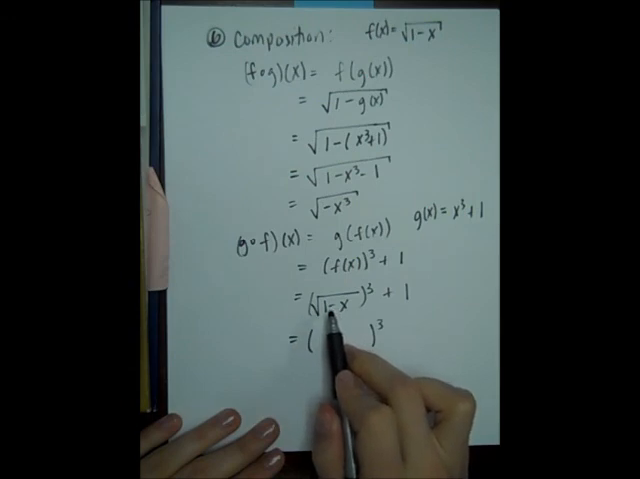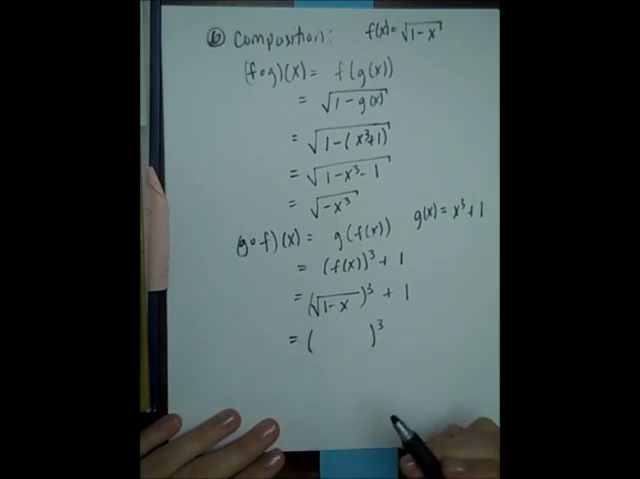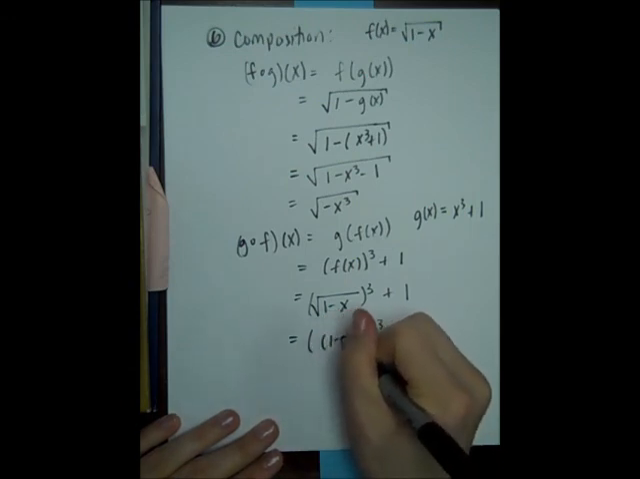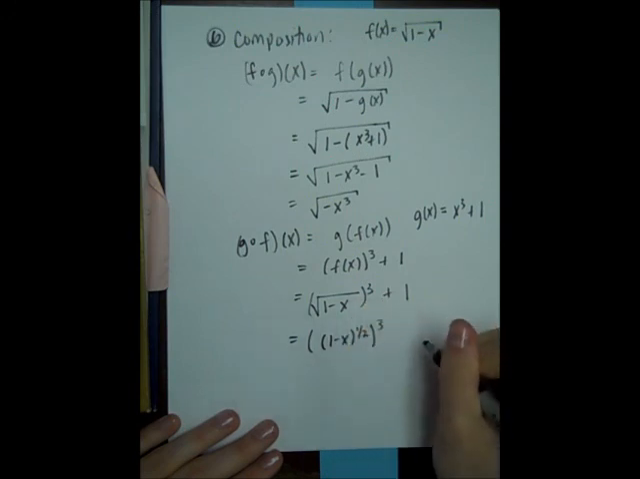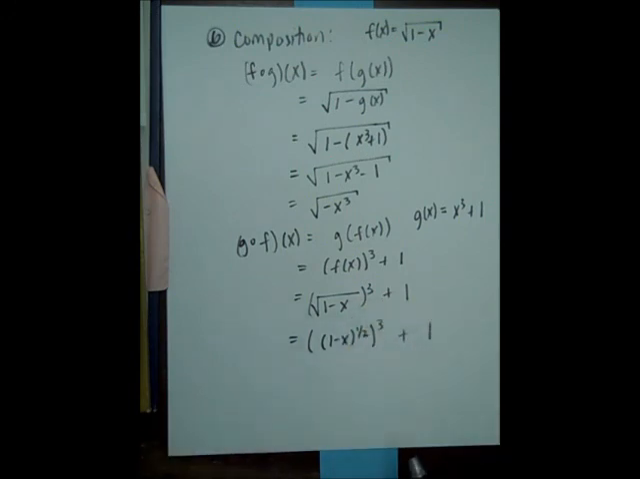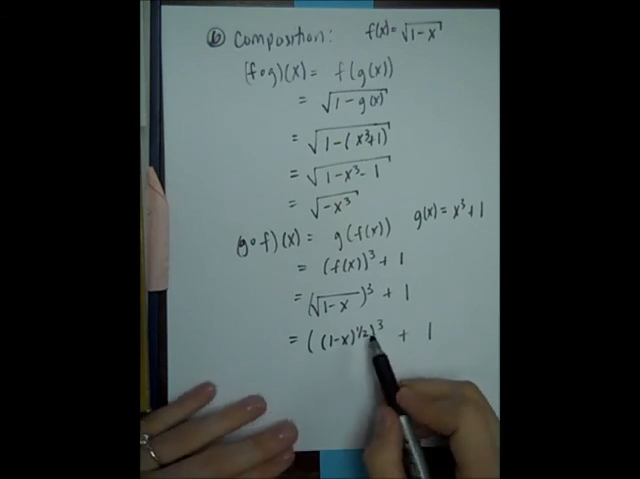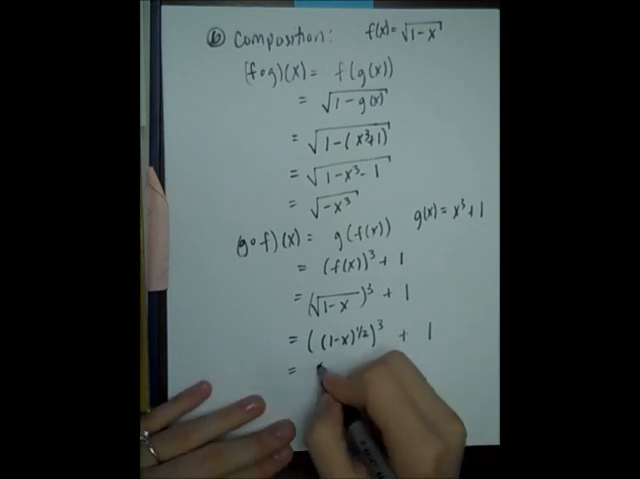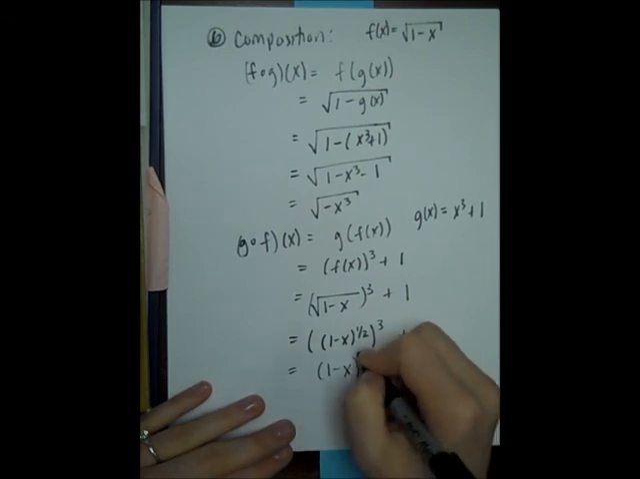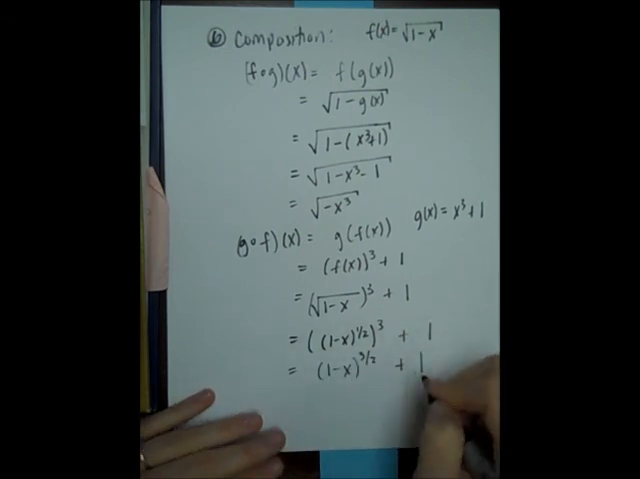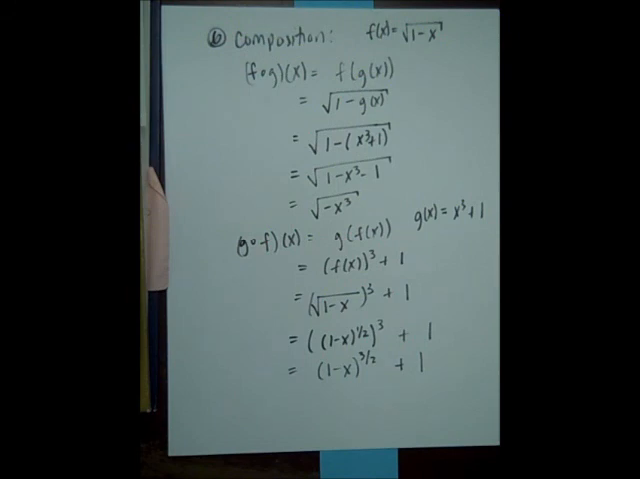Whenever I'm taking the square root, that's the same as taking the power of 1/2. So this is really (1 minus x) to the 1/2. So again, the square root is anything to the 1/2 power. The cube root is anything to the 1/3 power. Fourth root to the 1/4 power. You can see how this goes. And then when I have a power to a power, I just multiply. So this is (1 minus x) to the 3/2 plus 1. So those are my two compositions that I could do.